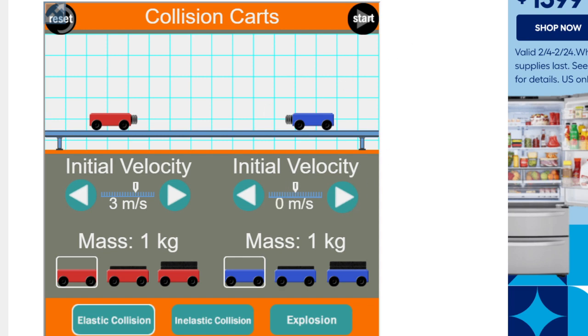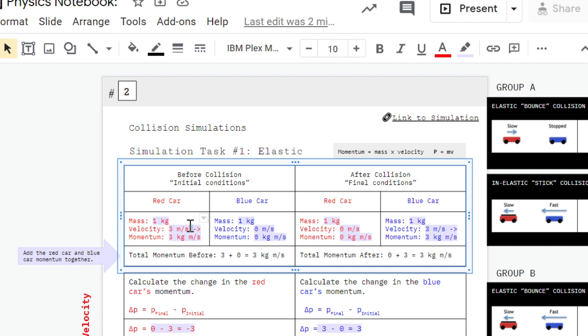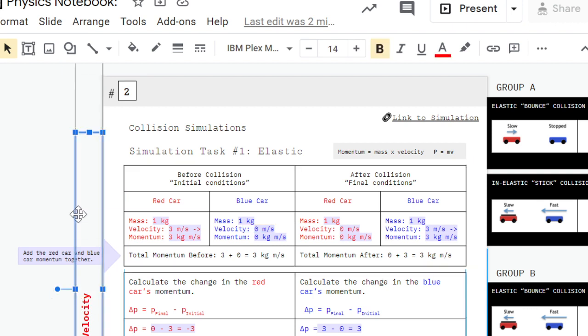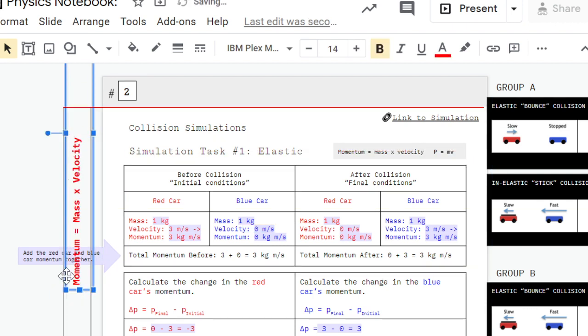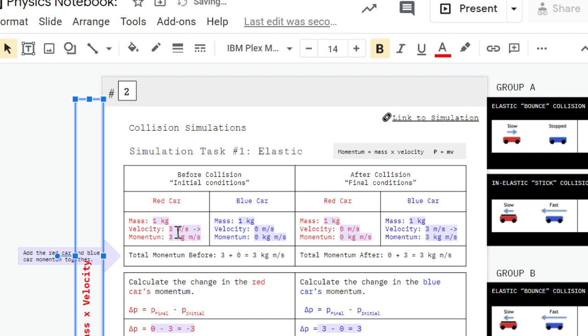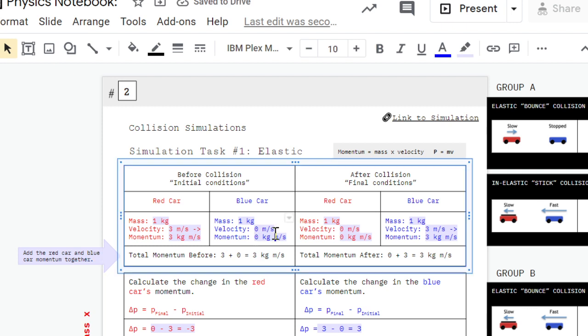Okay, so that is why I put initial velocity here, initial mass, or just mass, and then the other mass, 0 meters per second. And then calculating the momentum, well, that is just mass times velocity. So mass 1 times 3 velocity, 3 kilogram meters per second. That is the momentum for the red car initially before the collision. Do the same calculation for the blue car, except 1 times 0, and you get 0.